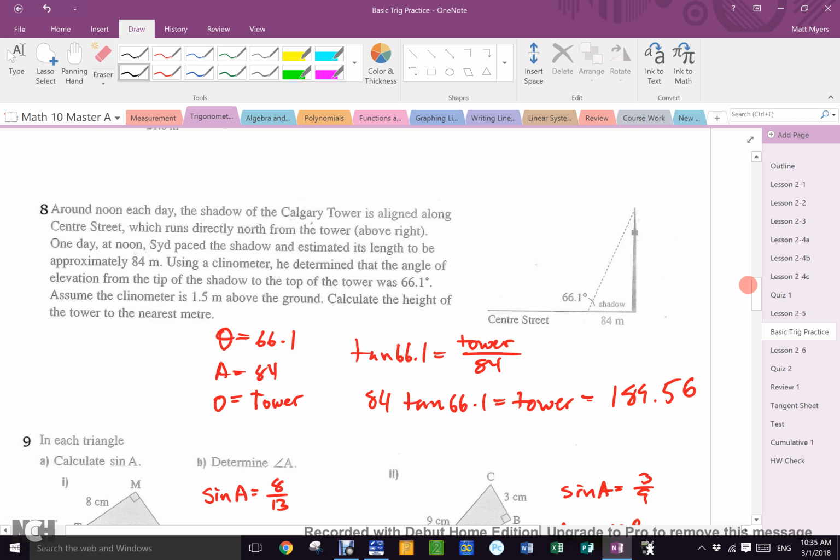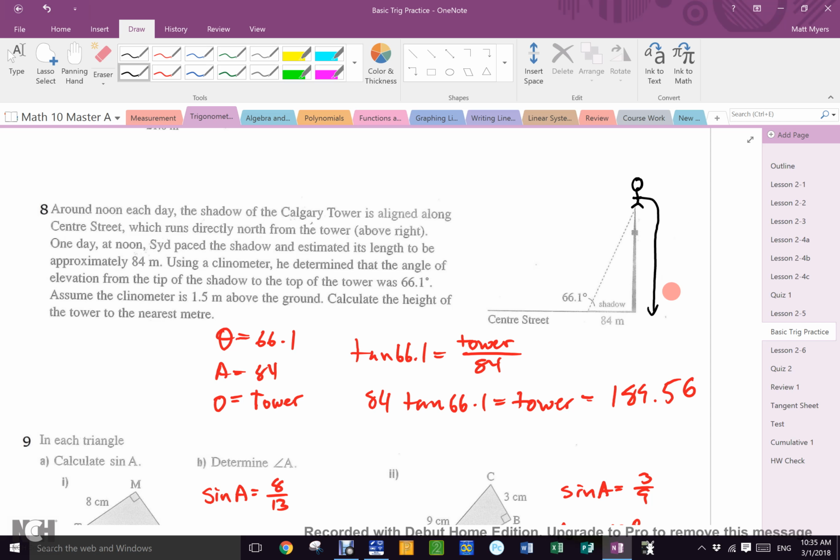You measure stuff indirectly. You use trigonometry to measure distances that you cannot actually measure, right? Nobody is climbing to the top of the Calgary Tower with a tape measure and jumping off to measure the height of it. But you can do it with this. Why would you ever have to do that?